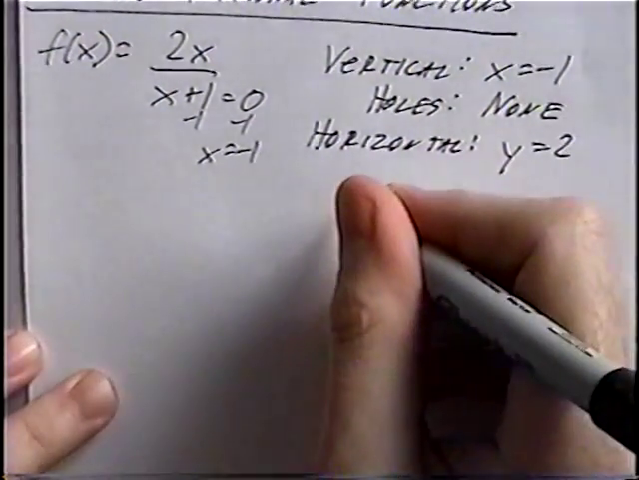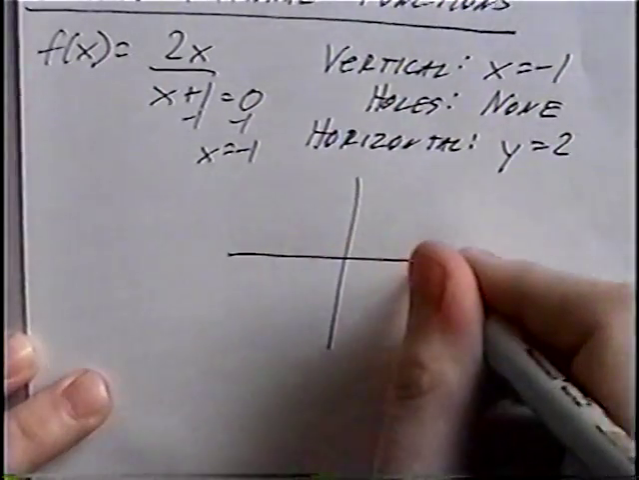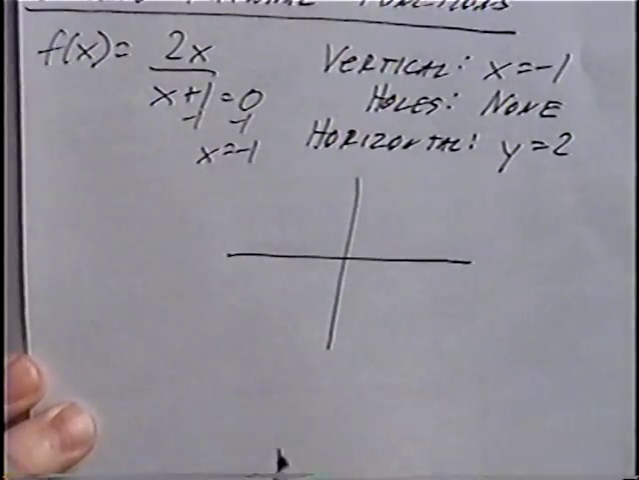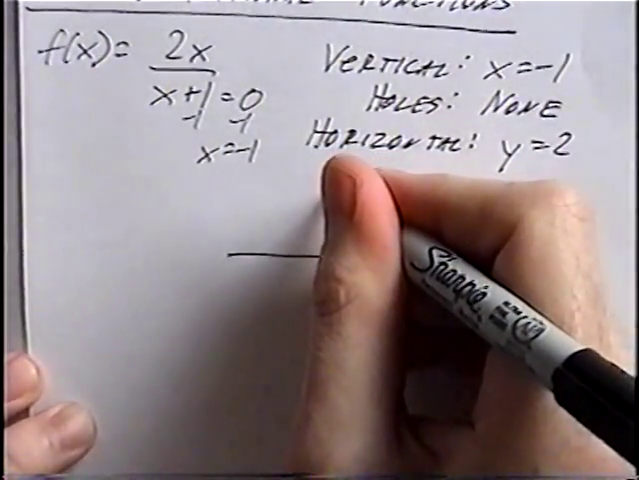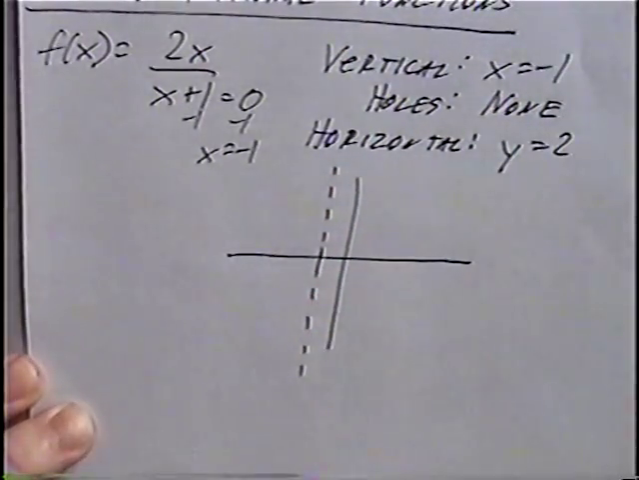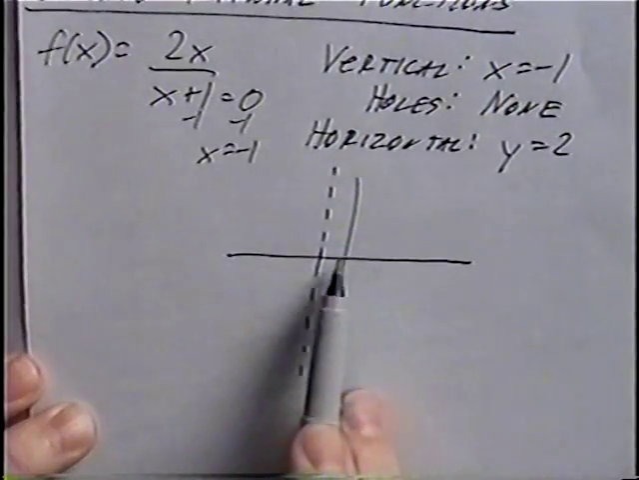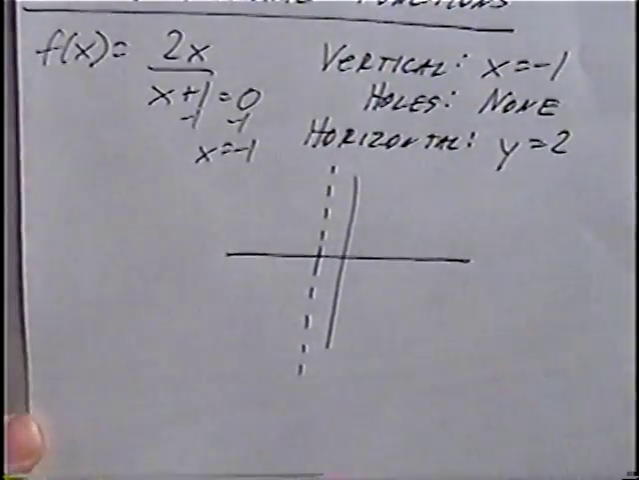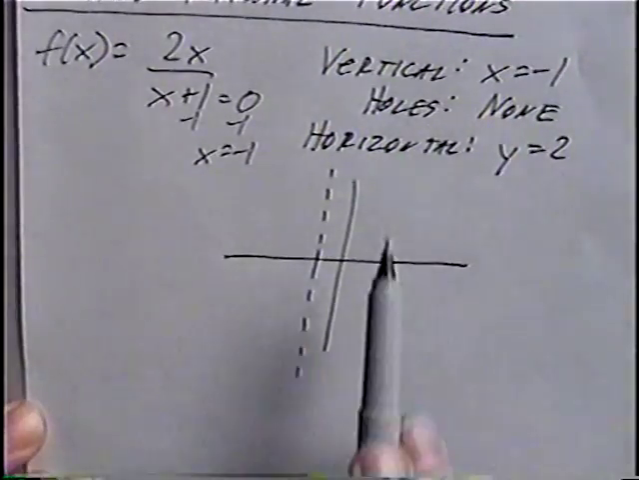Using these, we can start to graph. Draw an xy axis. A vertical asymptote at x equals -1. A vertical asymptote will be a straight dashed line that goes through x equals -1. And when we graph, the line of the graph cannot go through the vertical asymptote. There are no holes, so we don't have to worry about the holes.